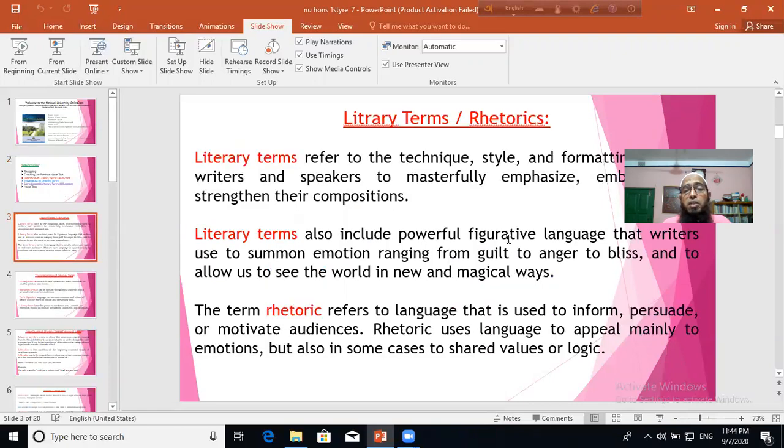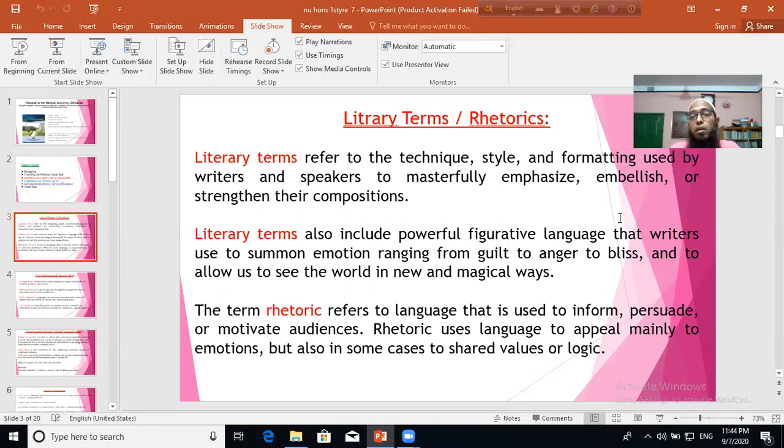There are so many literary terms in English. If you look at the books, or if you go through the literary forms, dramas, novels, poetry, there are a lot of literary terms. The writers use them, and rhetorics, figures of speech. So we must know them and learn them properly. Let's see, what are literary terms?